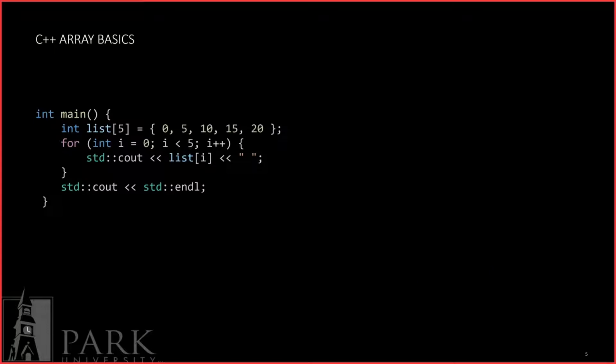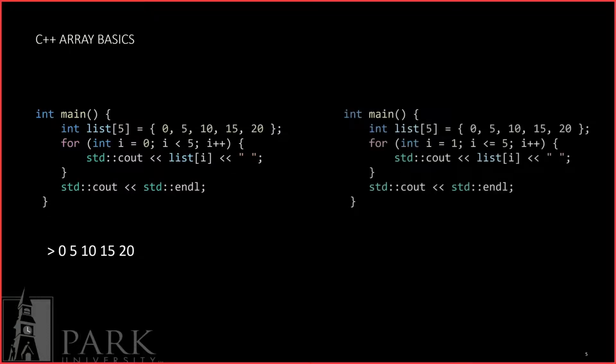In this example, we can see a simple test of our basic array operations. Here we have our main method and we're declaring our list of 5 elements, and we're just going to loop through them using a standard for loop and an index operator. Then we're just going to send it out to the output stream. If we run it, this is the result that we would see. We would get 0, 5, 10, 15, 20. No brainer.